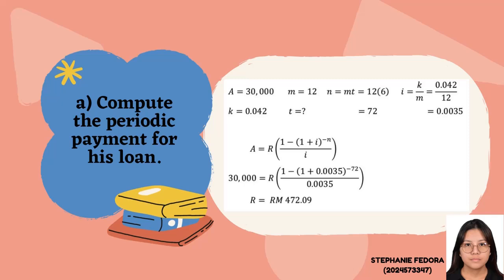And now we're going to find the payment by using the formula A equals R times 1 minus, in a bracket, 1 plus I power of negative N over I, which is 30,000 equals R times 1 minus, in a bracket, 1 plus 0.0035 power of negative 72 over 0.0035, and that will total to R equal to 472 ringgit and 9 cents.